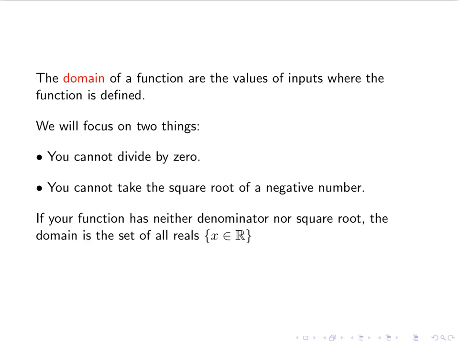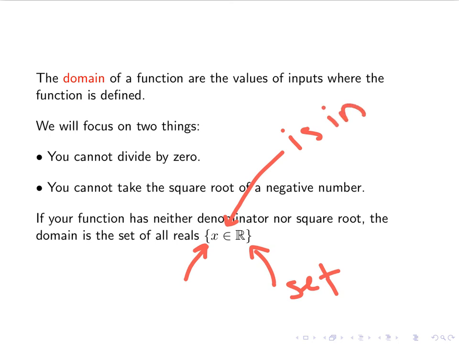And we have this notation here. So let me go out of my big dot for a second. These curly braces mean set. X just means that's my input. This symbol here, it's an epsilon, it means is in. So this is saying the set of x's that are in, and then this R is the reals.